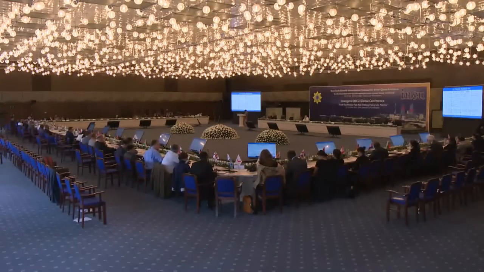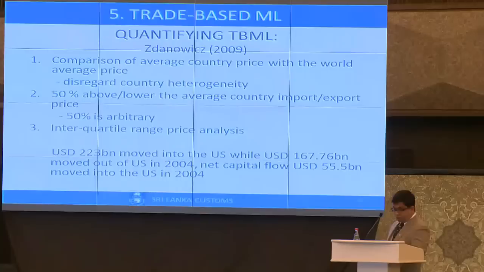There are several quantitative studies on trade-based money laundering. One of the important studies was done by Zdanowicz in 2009. He introduced 3 basic methods to calculate the amount of trade-based money laundering. The first one is comparison of the average country price with the world average price. If it is high, they say overvalued. If it is lower than that average price, it is undervalued.